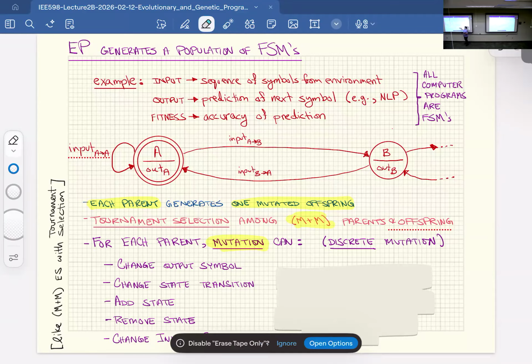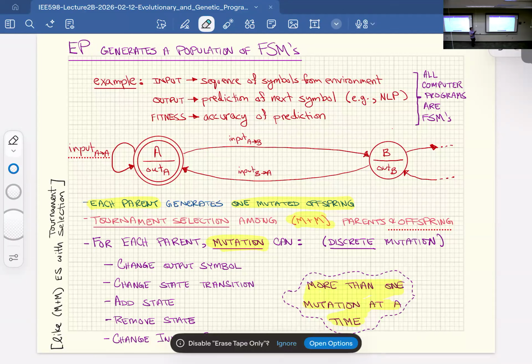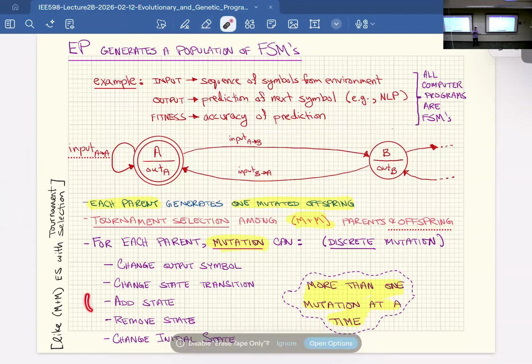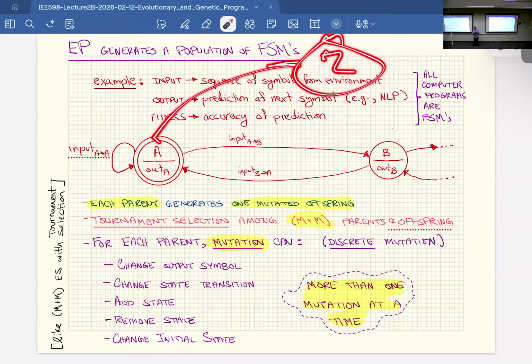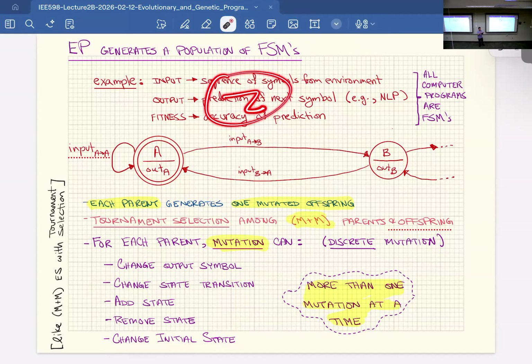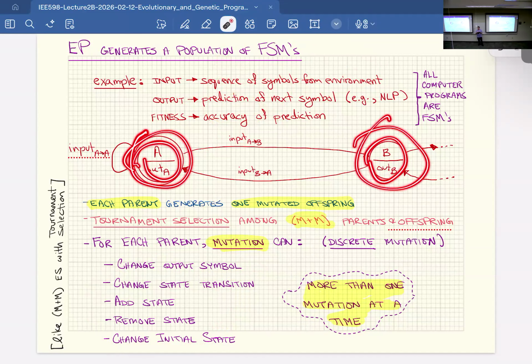Well, we use a discrete mutation where multiple times, potentially, you can do one of these things. You can change an output symbol, so you can change these things here. You can change a state transition, so you can say that state A is now going to have a transition to state Z over here that wasn't there before. You can get rid of a state transition. You can get rid of that one as well. You can add a new state, so I can introduce state Z. I can remove an old state and all transitions to and from it, and then I can change the initial state. So instead of getting a double circle here, I get a double circle here.